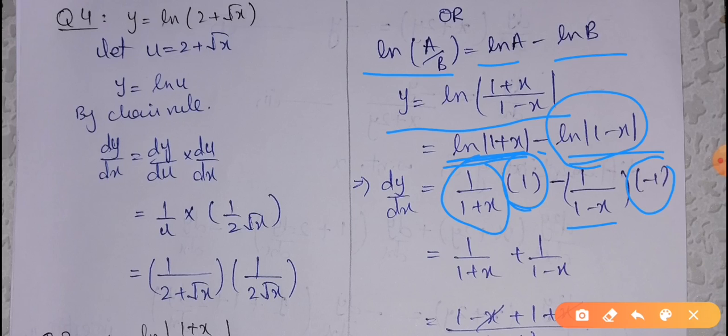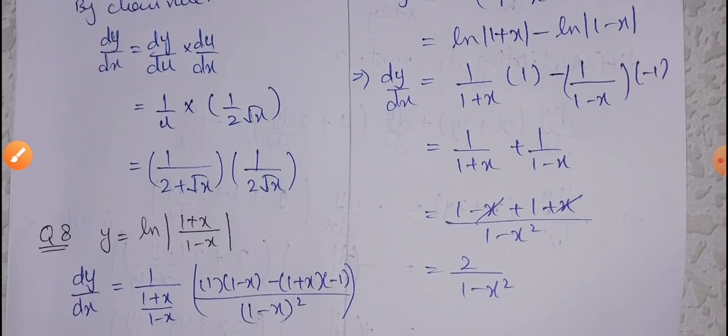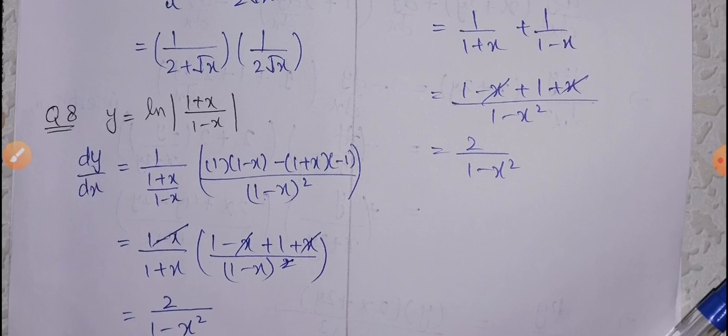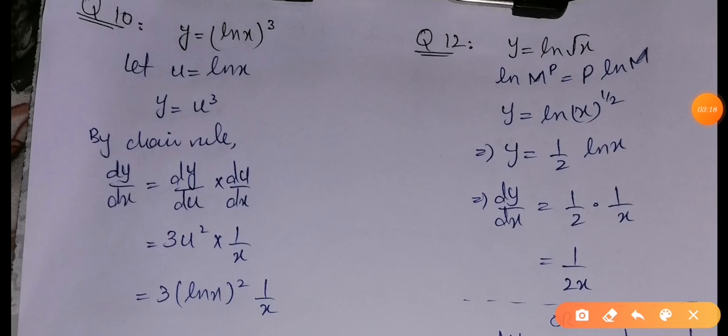So here is the simplified form of this function, which is the same as we have solved it by definition or by rule. Next we have question number 10, y is equal to ln x whole cube. So let's suppose u is equal to ln of x, y will be equal to u cube. Now by chain rule, dy by dx is equal to dy by du into du by dx. So the derivative of y is going to be 3u square by using the power rule, and the derivative of u is going to be 1 over x. So inserting the value of u, we get the derivative of the given function.